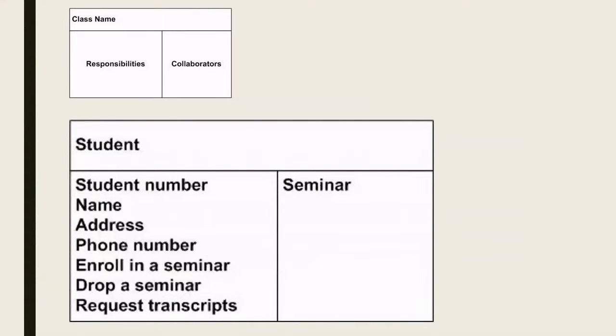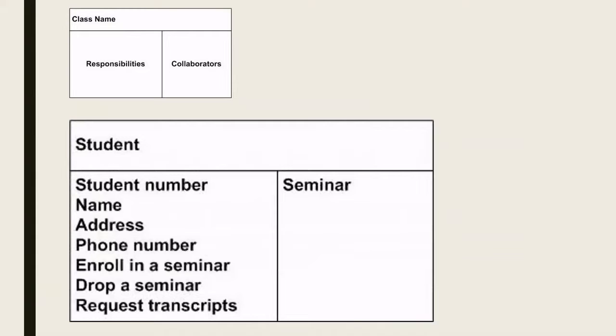So here we have two examples of CRC cards, a broad default one at the top and a more specific one at the bottom. Up at the top, you can see that we have class name at the top, responsibilities go on the left, collaborators go on the right. In our more specific example, we have a class named student. Our student has multiple variables and methods. Those variables include student number, name, address, phone number, and methods such as enroll in a seminar, drop a seminar, and request transcripts. The collaborators go on the right side, and one other class that our student class relies on to fulfill its responsibilities is a class named seminar.